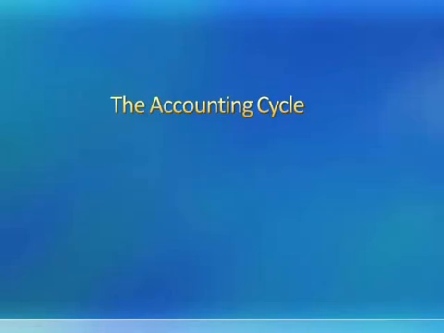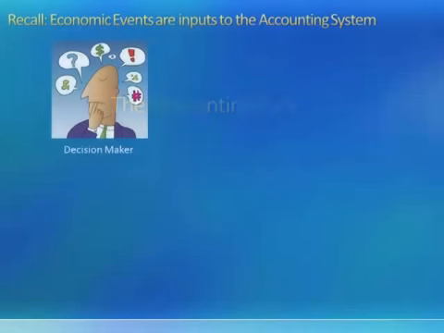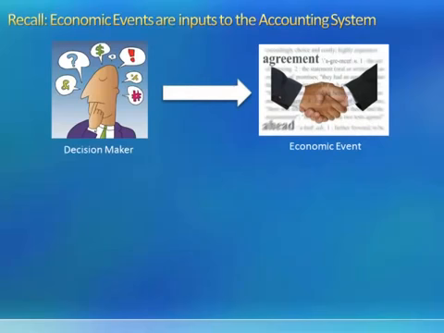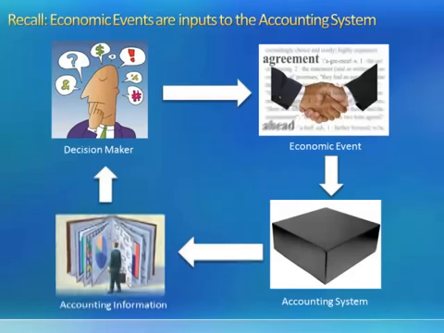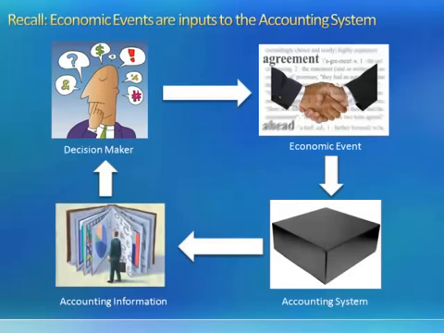Welcome to the accounting cycle. Let's get started. Recall from prior modules that the accounting cycle starts with a decision maker engaging in an economic event. That economic event is captured by the accounting system, and then the accounting system produces accounting information, and that accounting information is provided back to the decision makers.